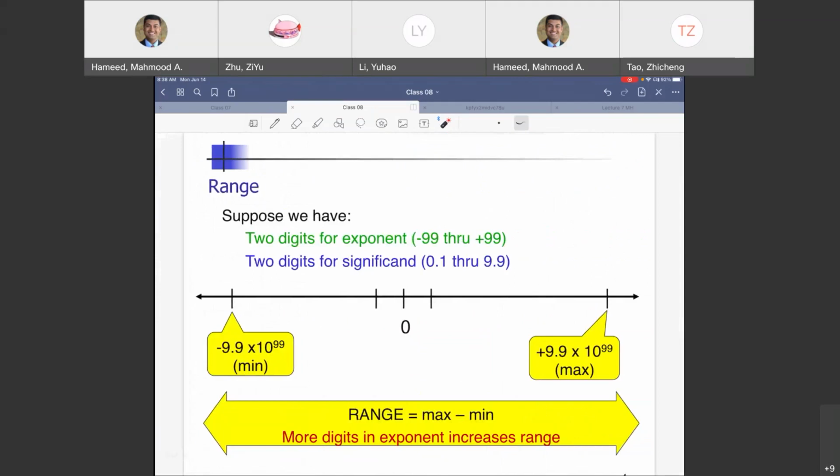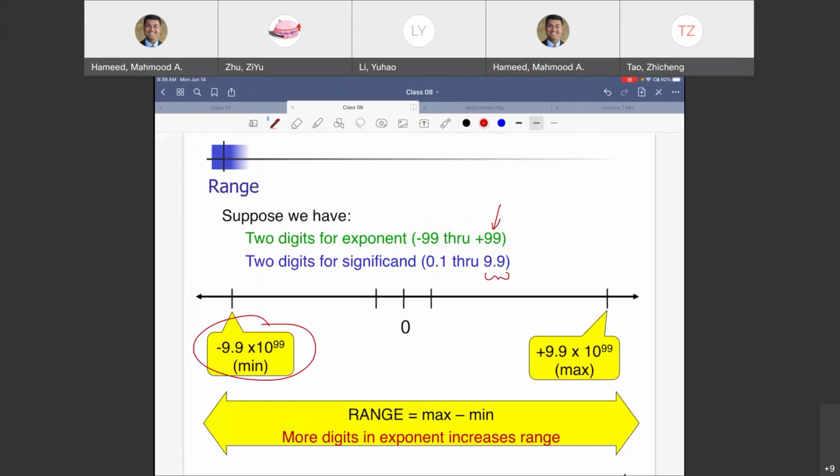Next, range. So let's take a look at the impact of having more bits in one field versus the other. And again, we are still in the decimal world here. Suppose we have 2 digits for exponent, so negative 99 to positive 99, and we have 2 digits for significand, so it can go from 0.1 all the way up to 9.9. If that is the case, what would be the range of numbers you can represent? Well, the smallest would be negative 9.9 times 10 to the positive 99, right? That would be the smallest number you can represent with those 2 digits in exponent and 2 digits in the significand. You guys agree with that?